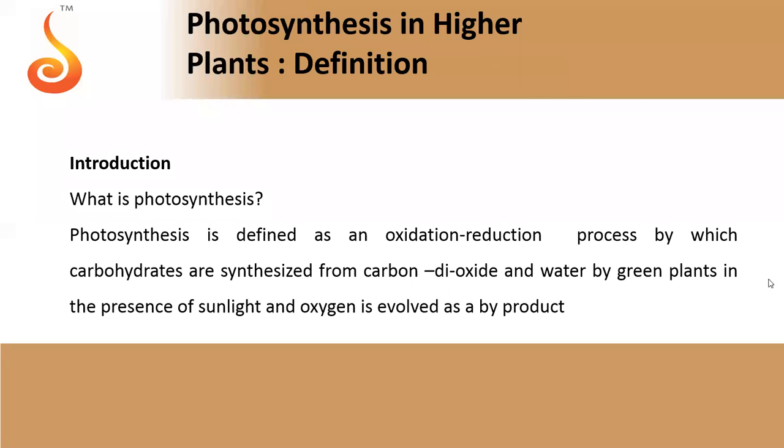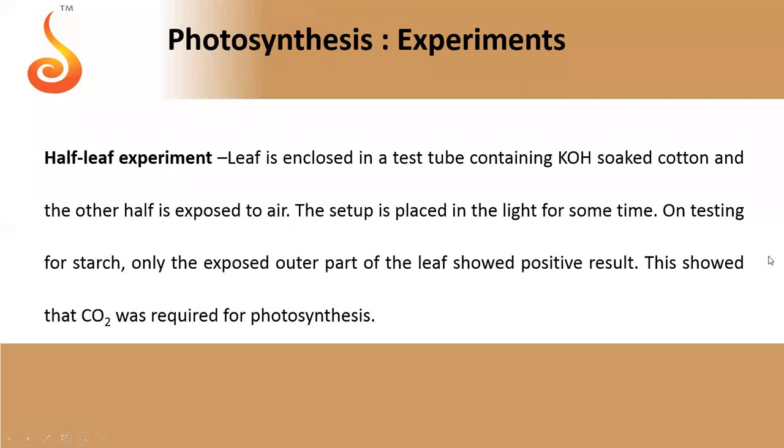Now let us quickly see some of the preliminary experiments that were conducted to demonstrate photosynthesis in plants. The earlier one was Moll's half-leaf experiment. What this experiment is about is, an experimental plant was taken and a part of a leaf of this plant was immersed in a jar containing KOH, potassium hydroxide. The part of the leaf which was exposed to KOH was analyzed for the presence of starch, and it was found starch was lacking in this part.